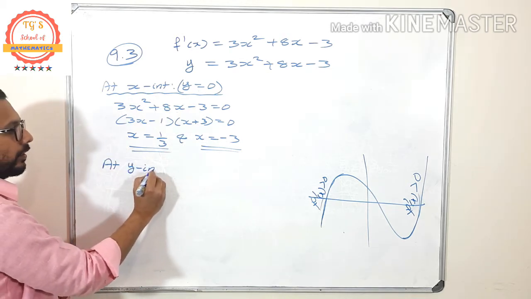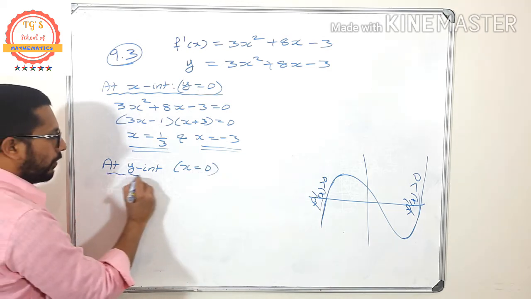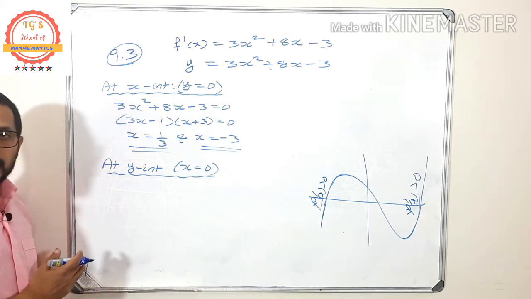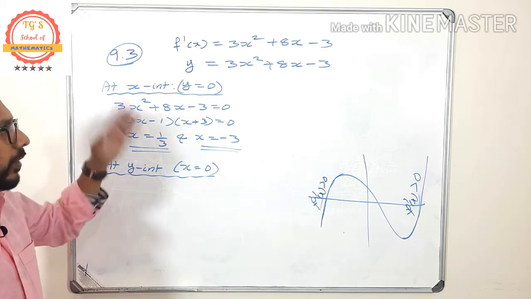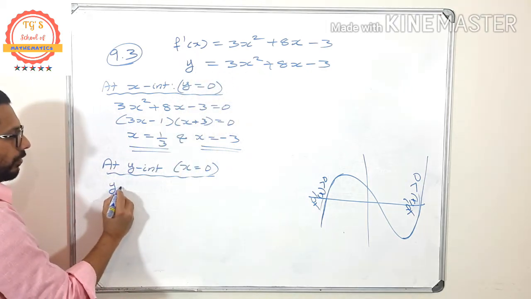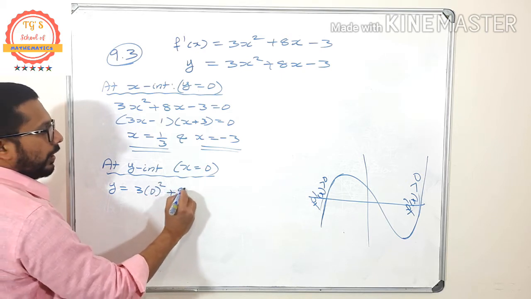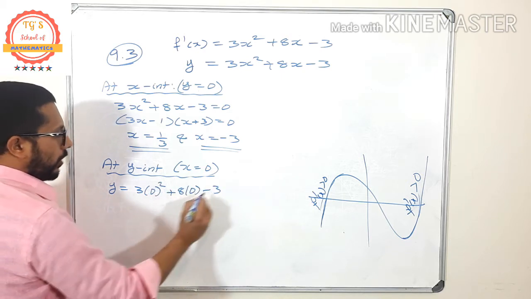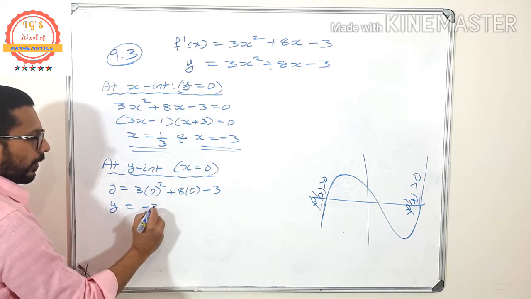At the y-intercept, what is that? x is equal to 0. This is grade 10, how to draw a quadratic graph, so that's why I'm not explaining that much. So x is equal to 0. In this equation you have to substitute the value of x as 0. So it is 3 into 0 squared plus 8 into 0 minus 3. So y is equal to 0 plus 0 minus 3, that means minus 3.